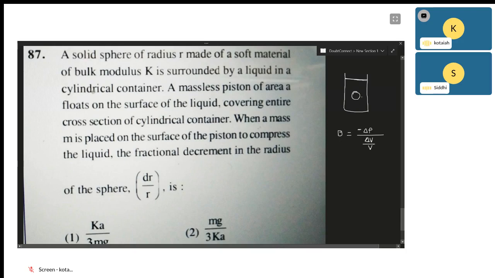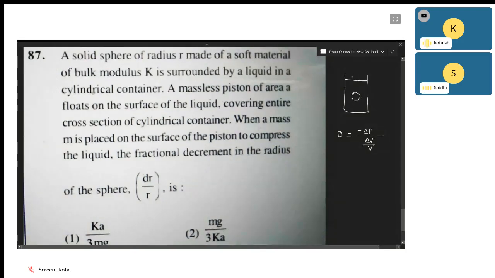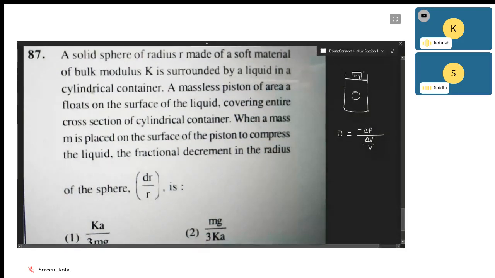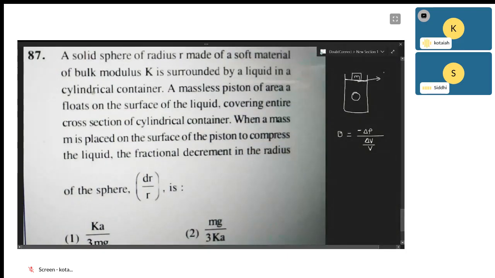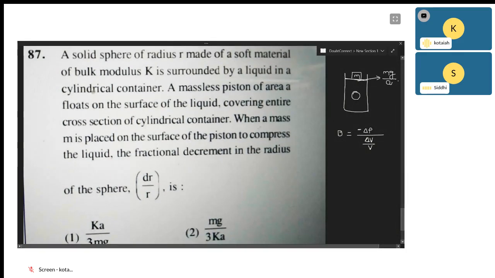Now there will be some pressure, right? Now, if I keep one object on the piston whose mass is m, can I say due to that weight, there will be some extra pressure? Yes or no? So the pressure is equal to weight by area. Pressure is nothing but force by area, right? So how much force? Mg by area of cross section A.